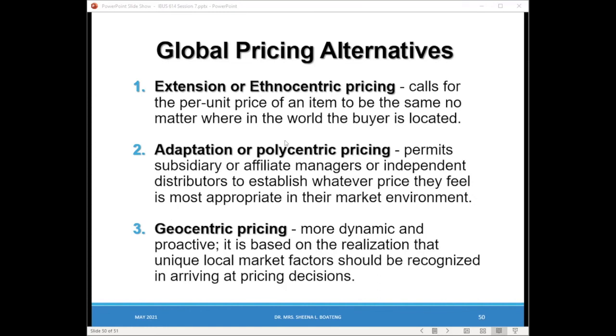Because they are selling at different prices, right? Yes. Good. So it's either polycentric or geocentric. But in this case, I think it's more of geocentric because they are deciding to sell it there because of the unique situation in the Nigerian market.